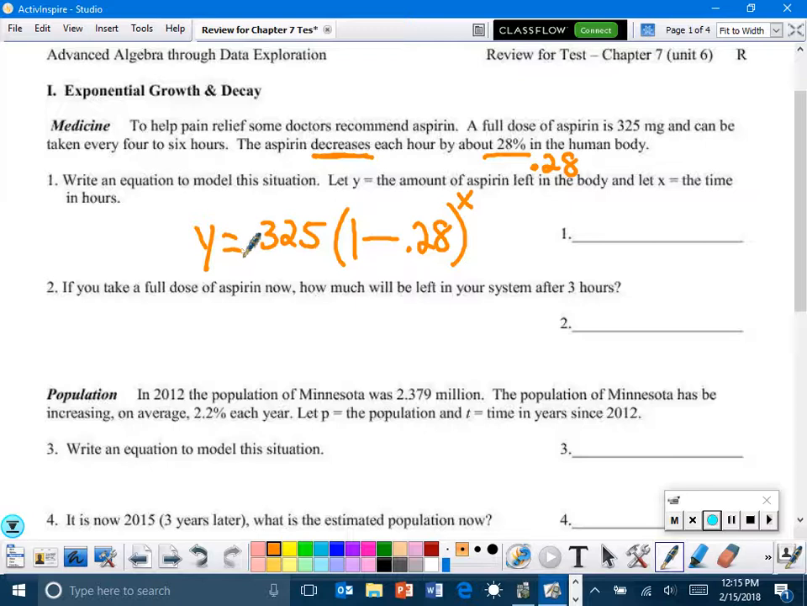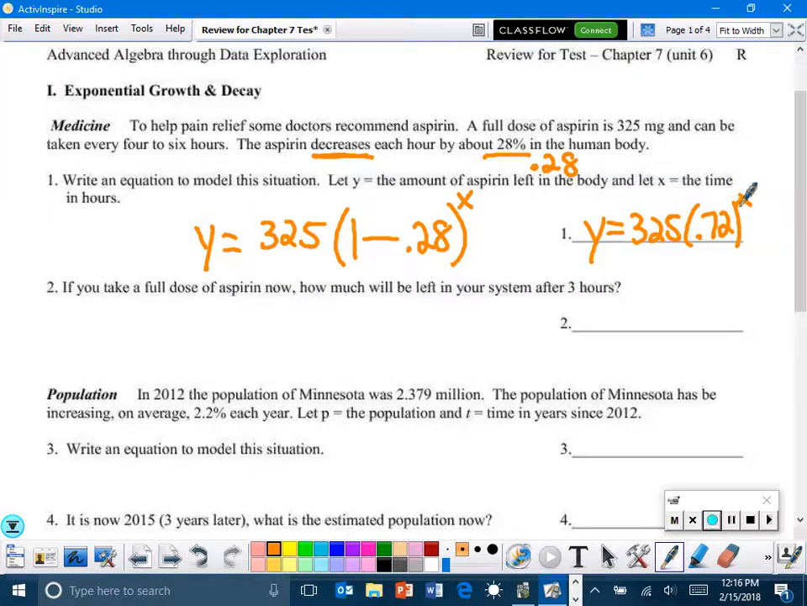Now, our goal here is to get away from having the minus sign or plus sign in our answer. So we're going to go ahead and subtract 1 minus 0.28. So our final answer for this is y equals 325 times 0.72 to the x power.